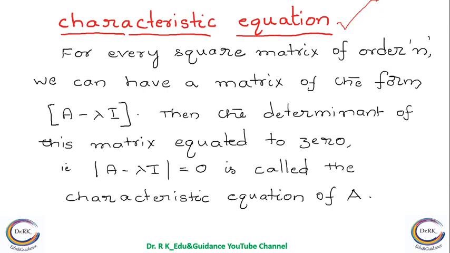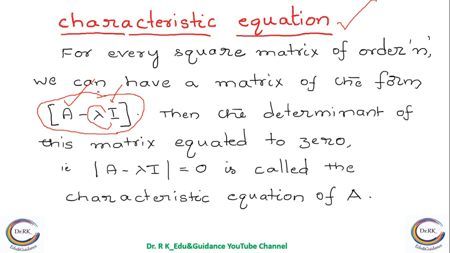So what is this characteristic equation? Suppose A is a square matrix of order n, right? A is a square matrix particularly of order n. Then if we take a matrix A minus lambda I, lambda is some constant or scalar, and I is the identity matrix corresponding. Identity matrix means if A is a square matrix of order 2, then we have to take identity matrix of order 2, right?